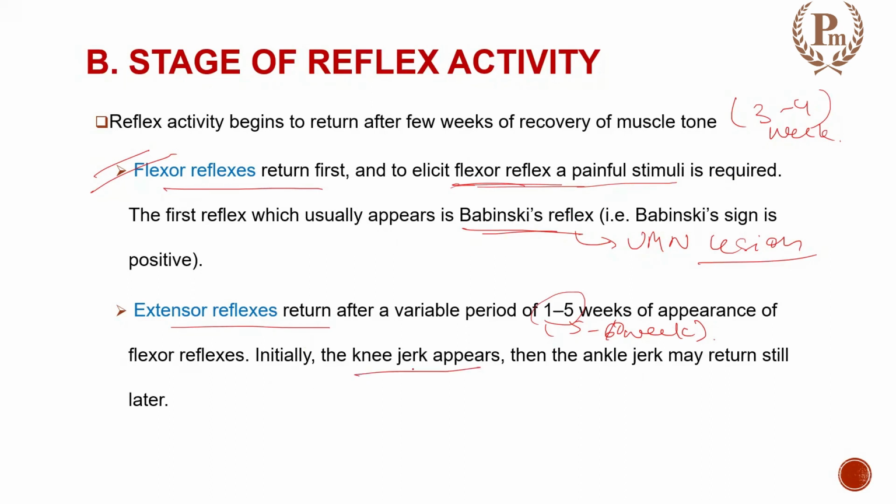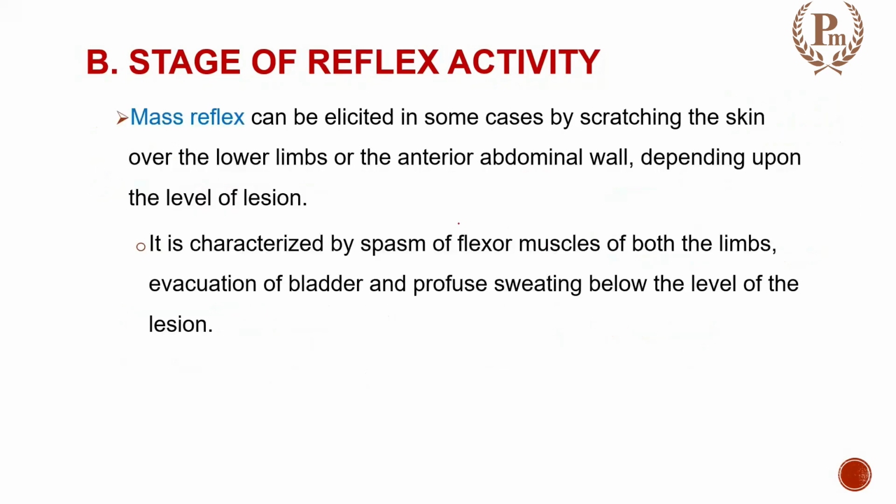Initially, what is the first thing that comes? That's the knee jerk, which appears, followed by the ankle jerk, which may come on later. Coming to something which is important to know is the mass reflex. During this stage of reflex recovery, when we are walking towards a recovery path, there is something called mass reflex. What do I mean by mass reflex?